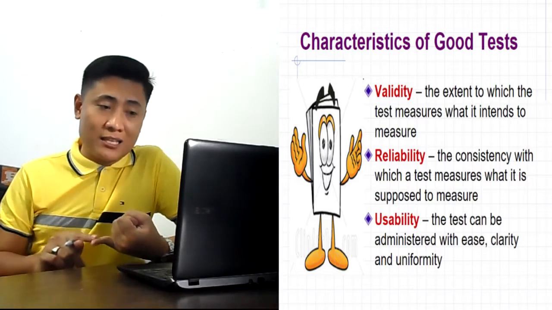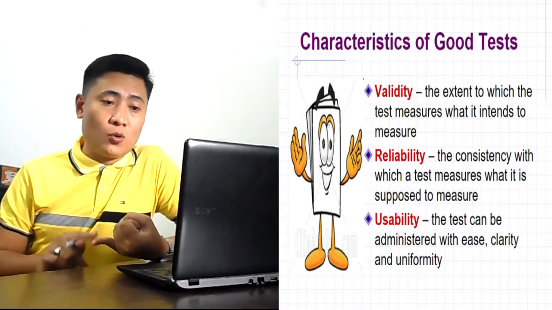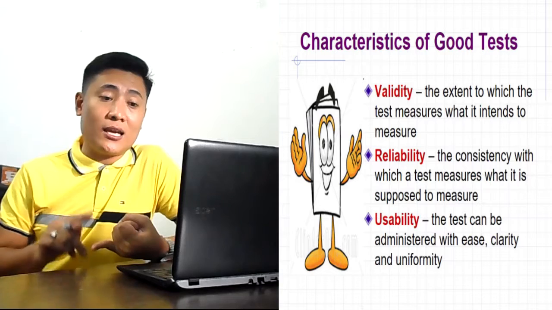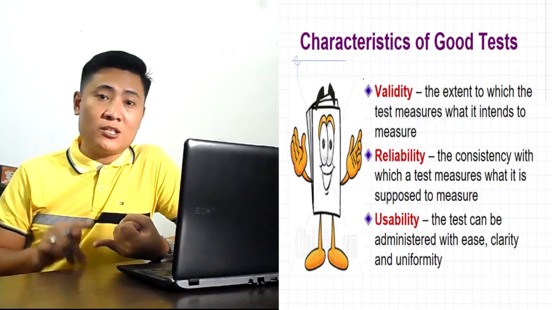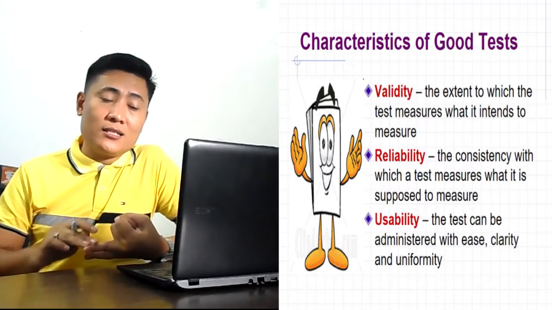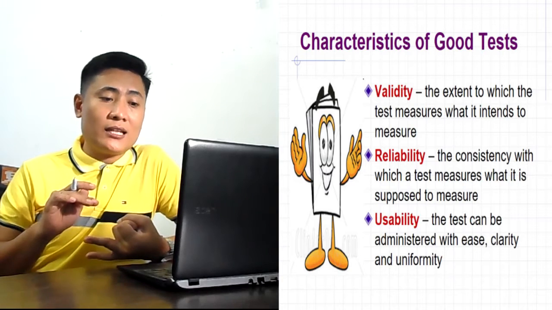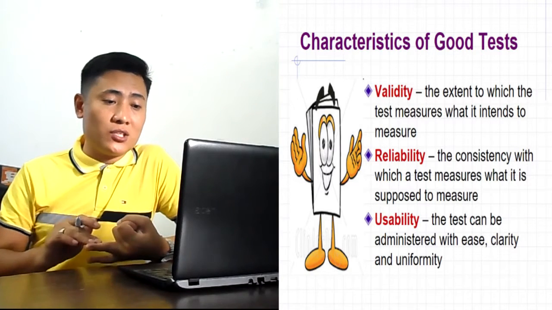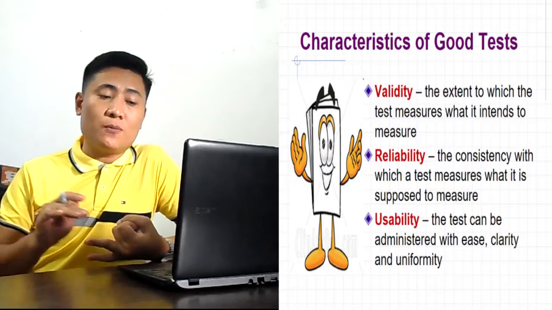The first one is validity. It is the extent to which the test measures what it intends to measure. So it must be valid. Another one is the reliability. It is the consistency with which the test measures what it is supposed to measure.